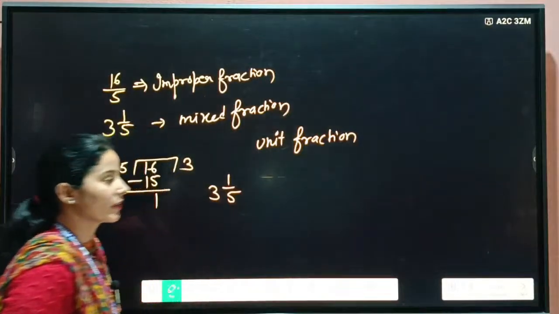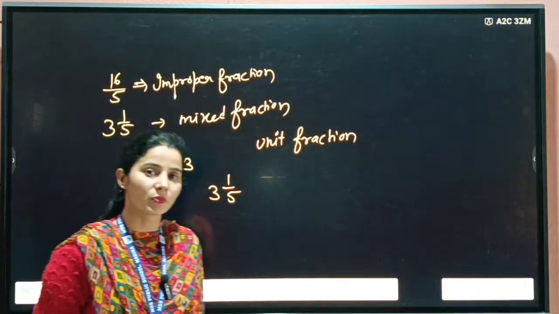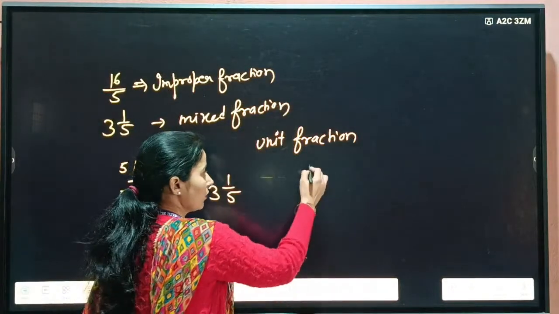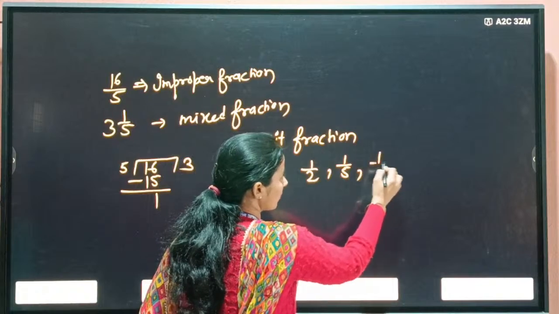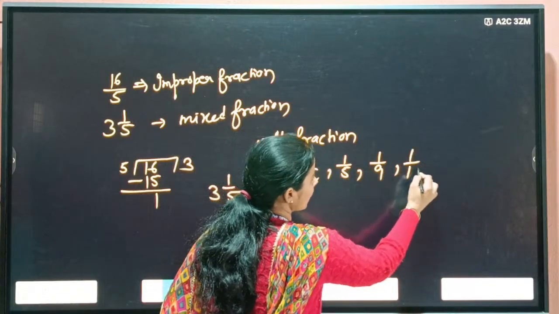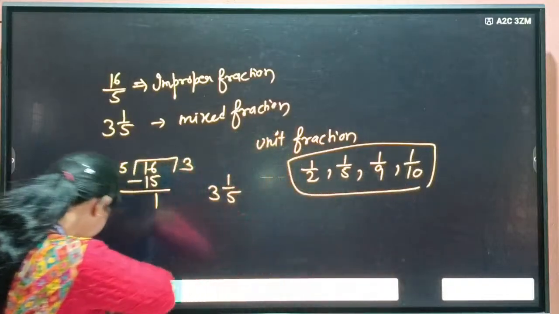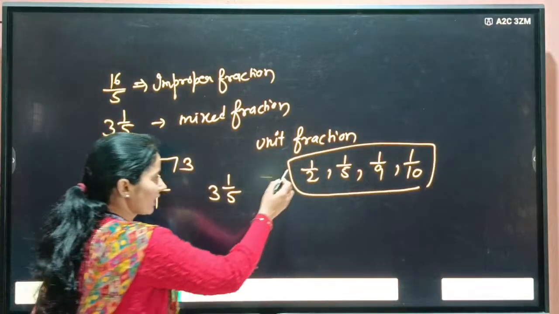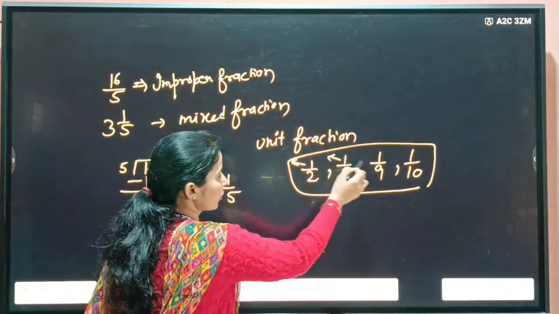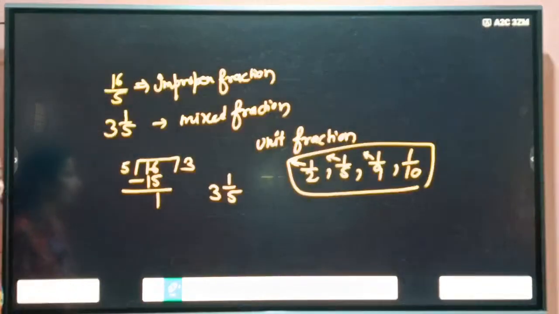Next is unit fraction. What is a unit fraction? If a fraction contains 1 as its numerator, like 1 by 2, 1 by 5, 1 by 9, 1 by 10, these all are unit fractions, because the numerator is 1 in each fraction.